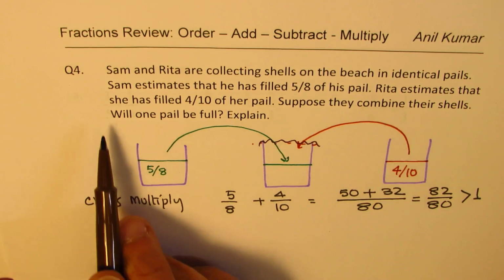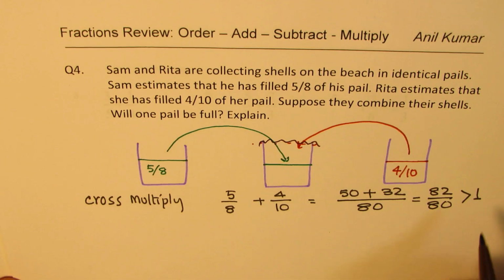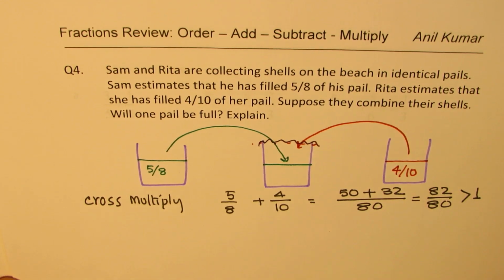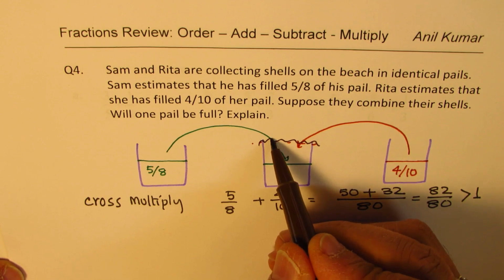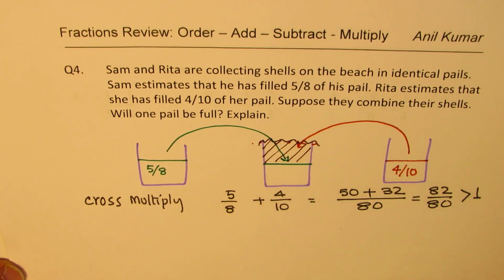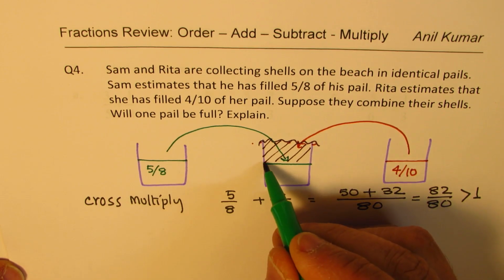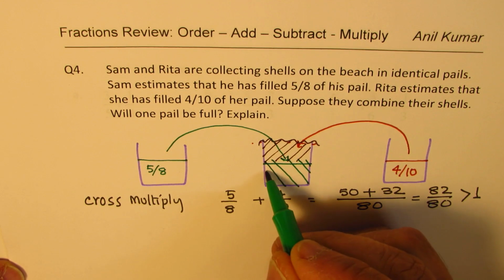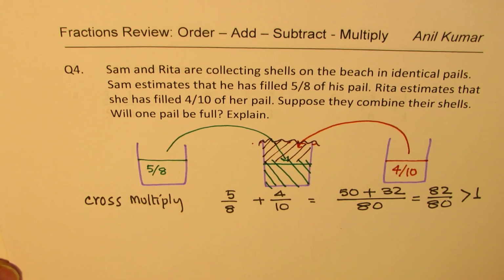Suppose they contribute their shells, will one pail be full? The answer is yes, because we get 82 over 80. So will there be slightly more to just fill it up? Do you get the idea, right? So we have a fill here, right? So total fill, and it looks smaller for green, but it is right. So that is how the shells will just fill it up. So I hope the concept is clear to you.